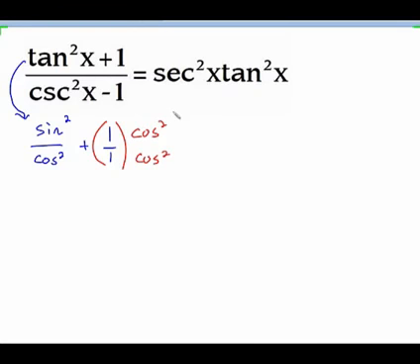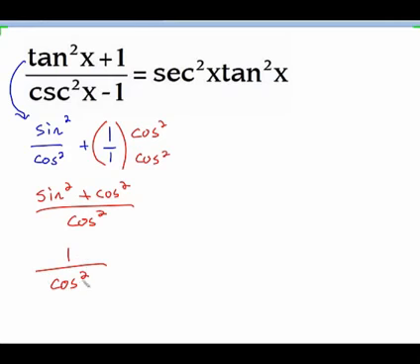So that's going to end up giving me sine squared plus cosine squared over cosine squared. And then I know sine squared plus cosine squared is 1, right? From our Pythagorean identity. Right, so this is the numerator right here. I worked all this out. This is what I have on top here, once simplified. Let me work out the denominator over here.